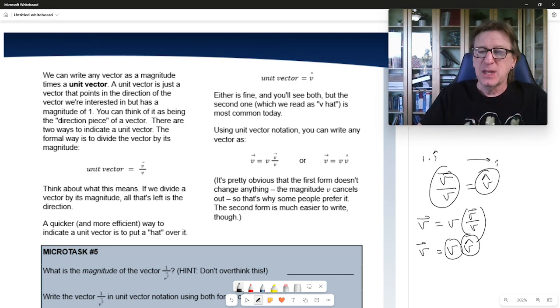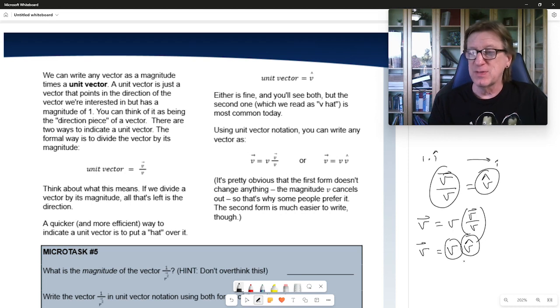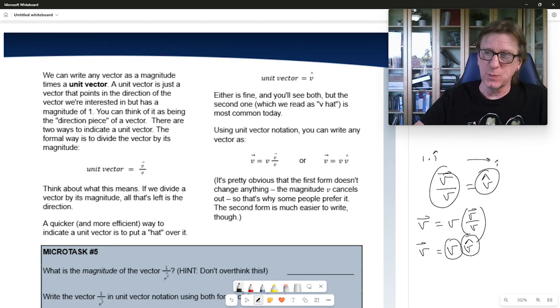Done. Lots of people prefer the first form, the capital V over lowercase v, or the vector v over its magnitude, because it's obvious how that's going to work, right? This is maybe a little less transparent. However, this form is much easier to write. I have another complaint with the first form. So let's take a look at this next part.